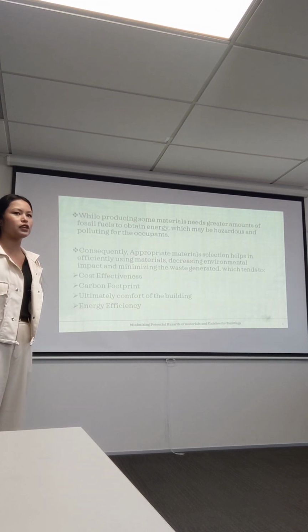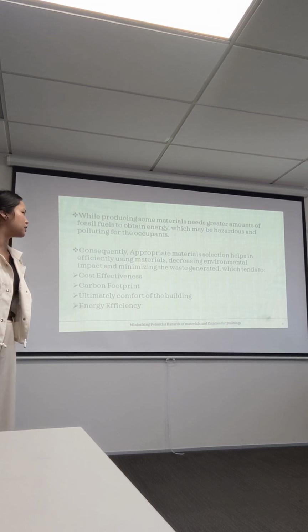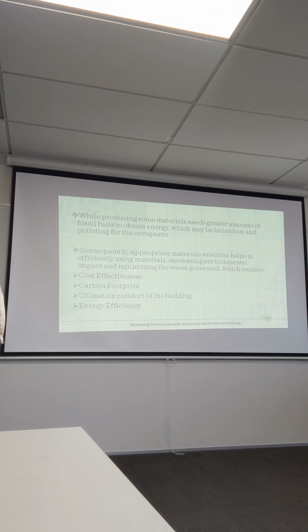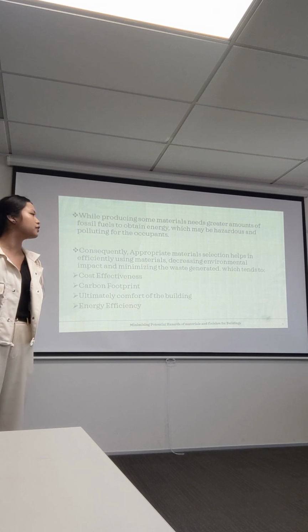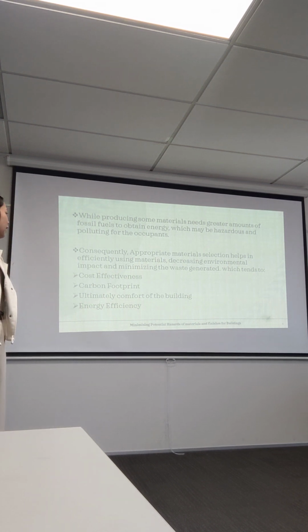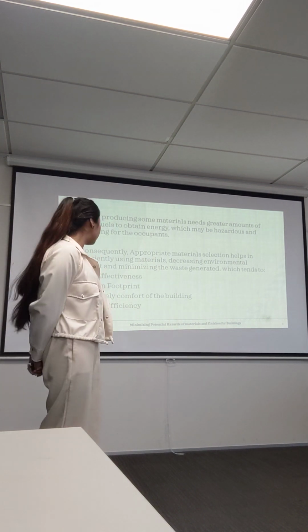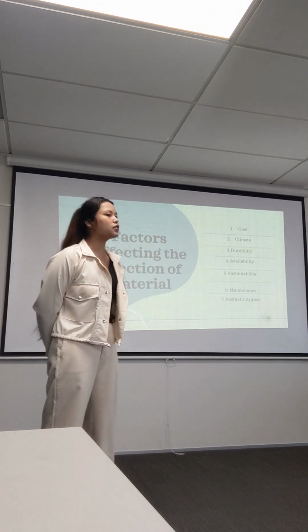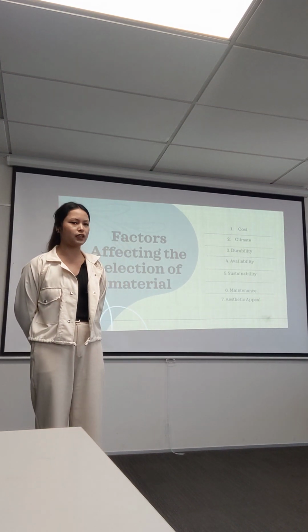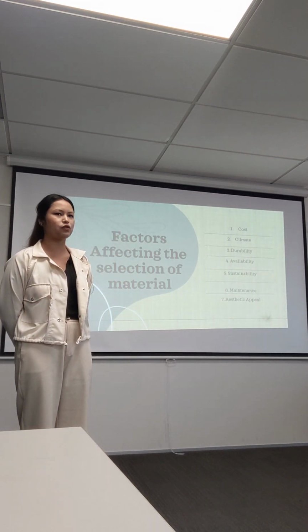As we know, we use different types of materials, and every material has a different chemical composition. So some might be hazardous and some might not be. Consequently, appropriate material selection helps in using materials efficiently, decreasing environmental impact, and minimizing the waste generated, which leads to cost effectiveness, reduced carbon footprint, comfort of the buildings, and energy efficiency. Cost, climate, durability, availability, sustainability, aesthetic appeal, and maintenance are the factors that affect the selection of materials.